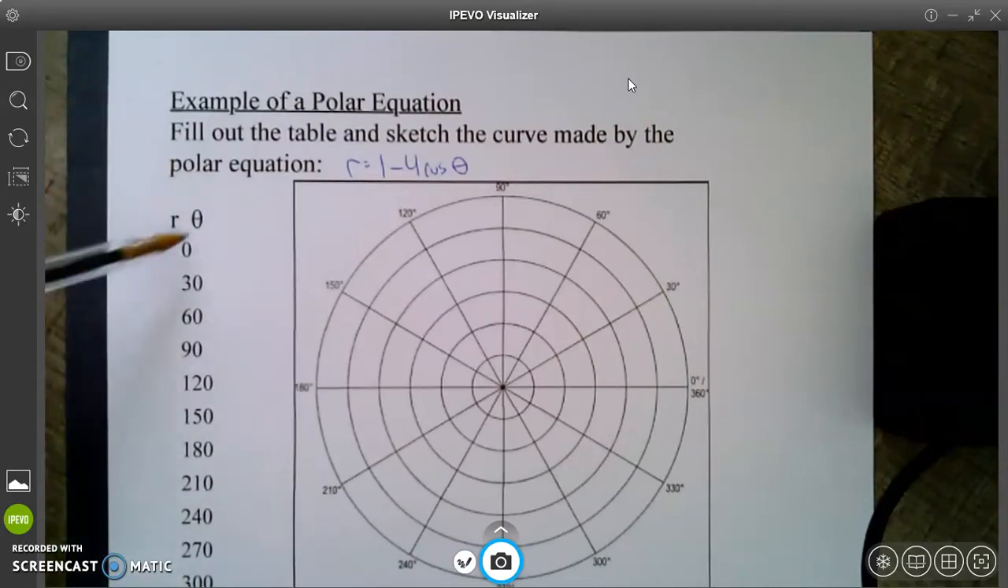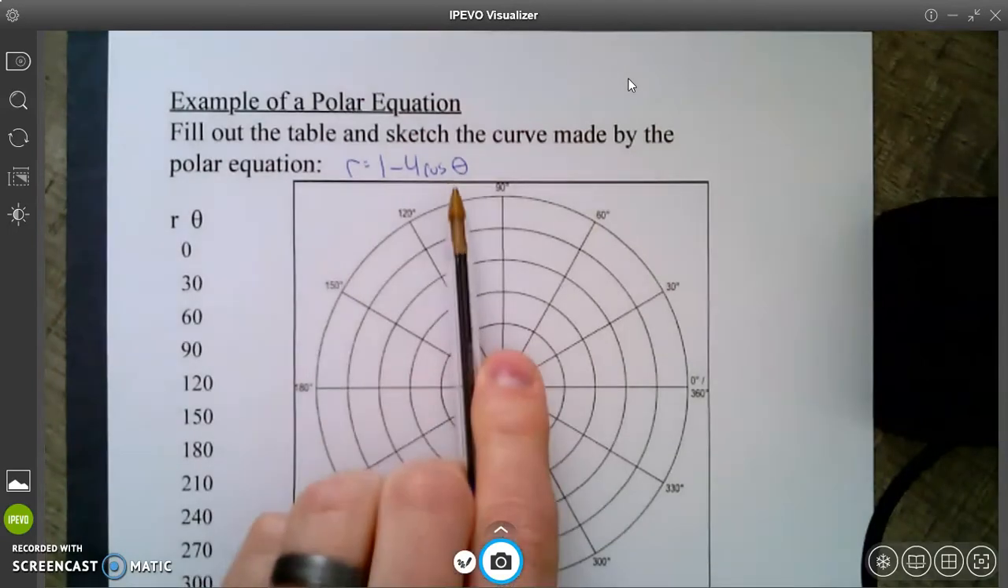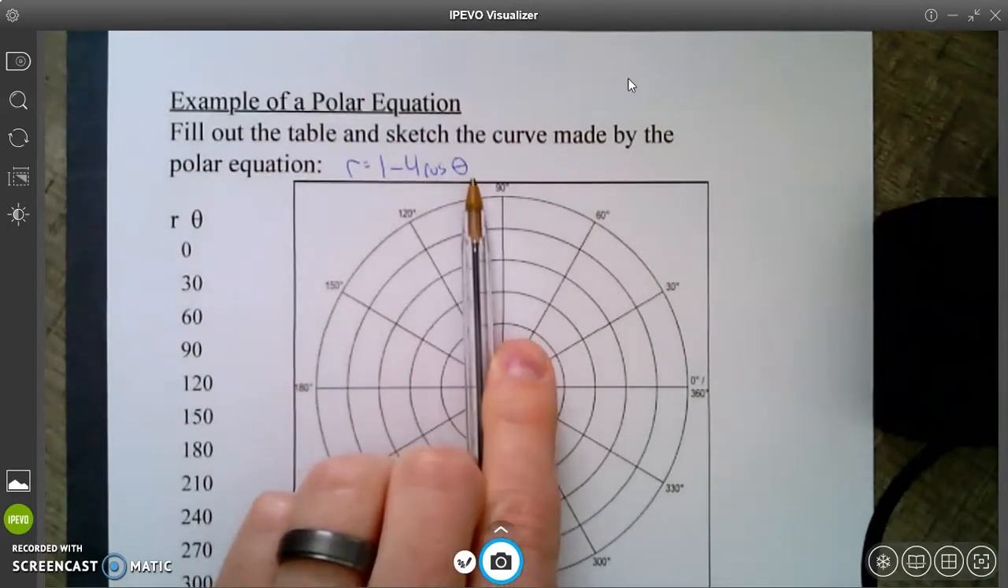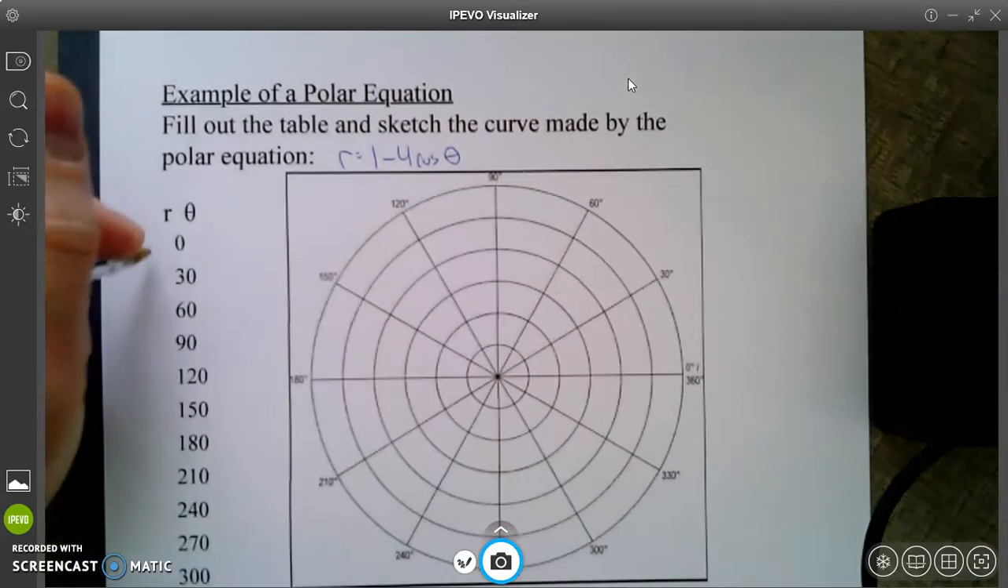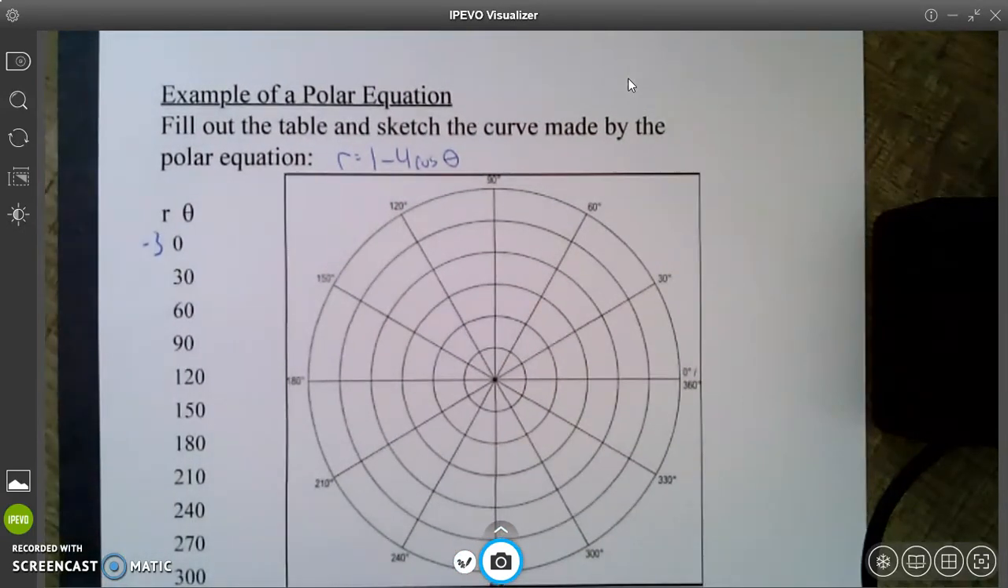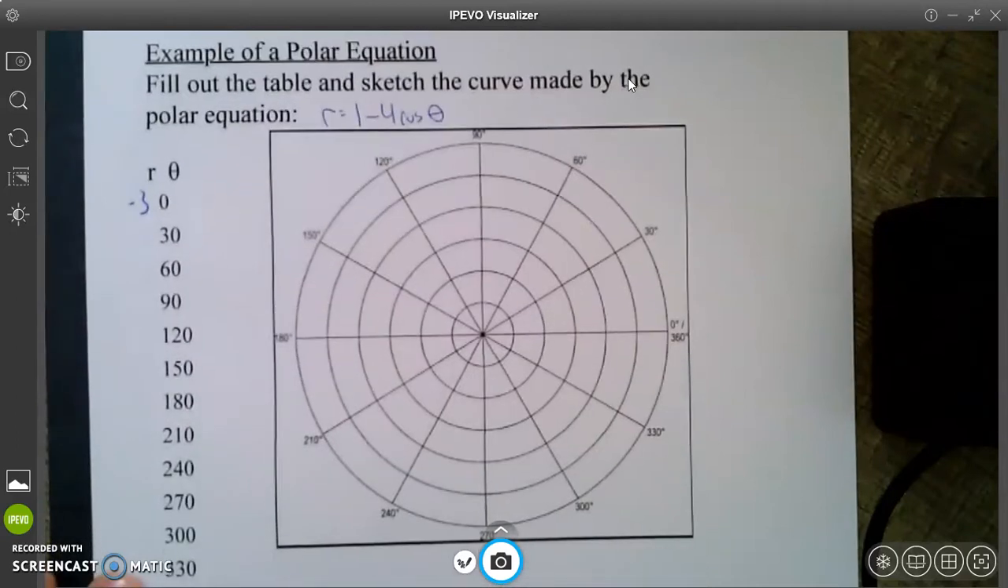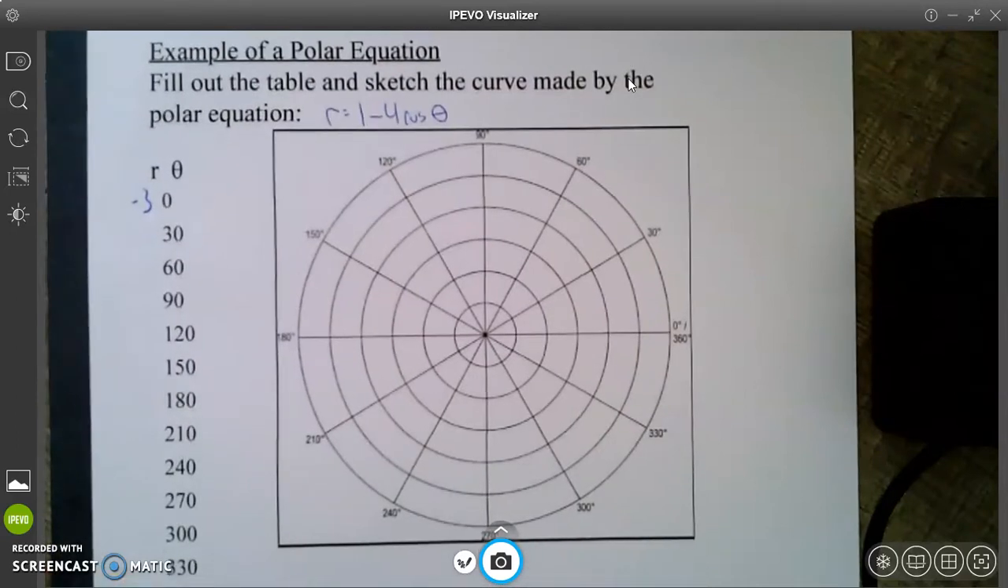So we're just going to fill this in. I know what theta is. Theta is 0. So I can plug a 0 in here. Cosine 0 is 1 times 4, 4. 1 minus 4, negative 3. So what I want you to do now is you can copy this down, and I want you to fill out this chart. You can use a calculator too.